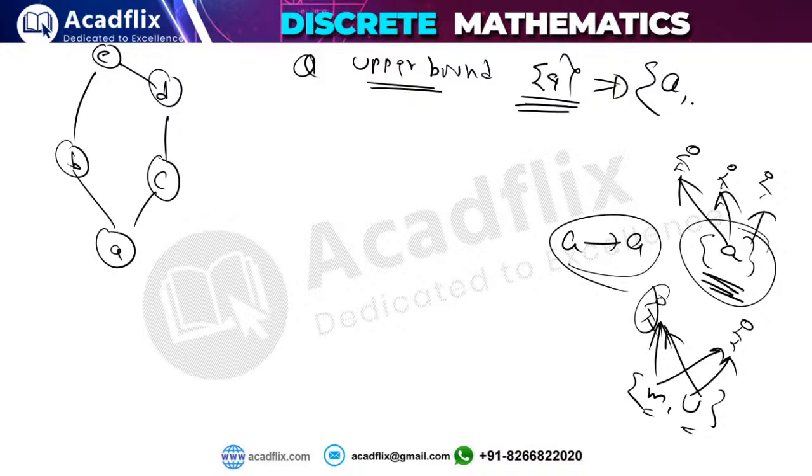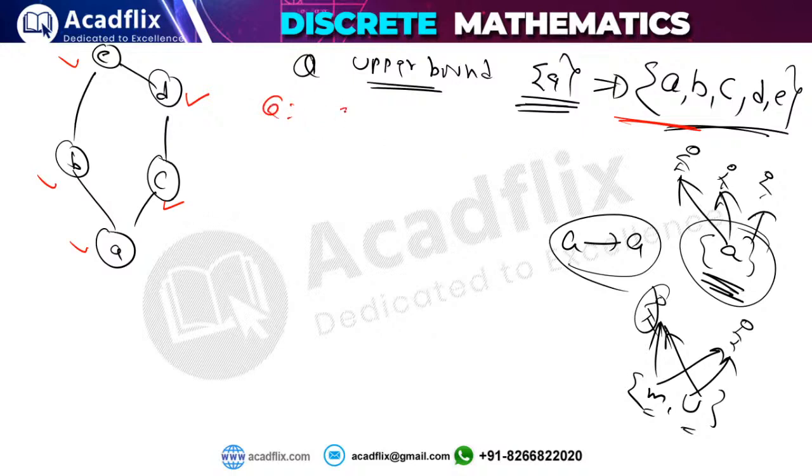So A is also in the upper bound, B is also in the upper bound, C is also in the upper bound, D is also in the upper bound, E is also in the upper bound. You see, A is related to everyone. A is related to A, A is related to B, A is related to C, A is related to D, A is related to E. So this will be the upper bound. Okay.